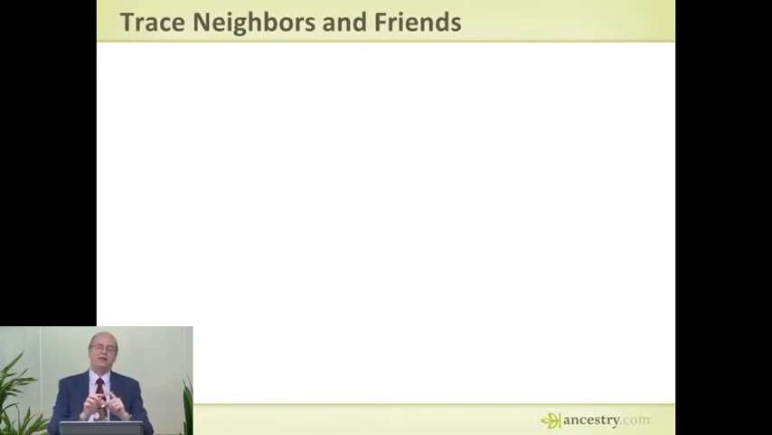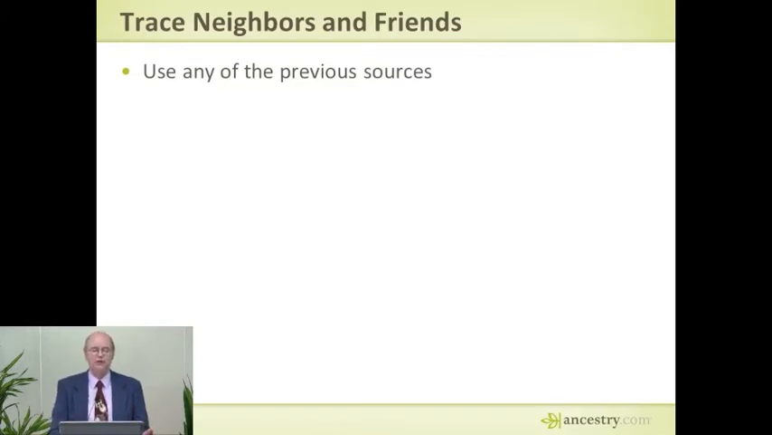Okay? And then the last tactic, if this hasn't worked for you yet, then start doing some of the very same things for the neighbors and the friends of your immigrant. They did not come here solo. Most of them came because somebody was already here. Of course, somebody had to be the first, but somebody followed. They came because other people from their town came. So use any of the sources we've been talking about to find out about the neighbors and the friends.